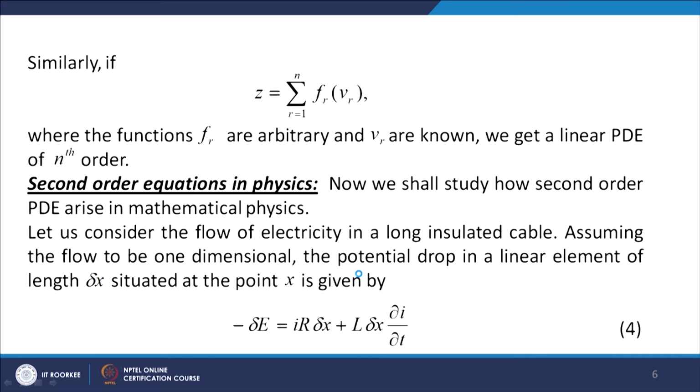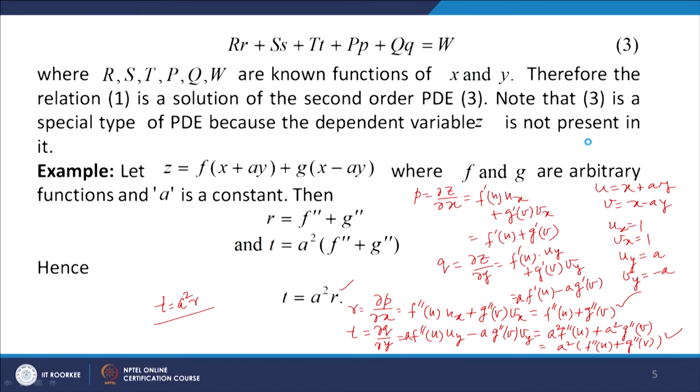Now similarly, if we have an equation which involves n arbitrary functions, z equal to the sum over r equal to 1 to n of f r of b r, where f r is a function of b r for r equal to 1 to n, where the functions f r are arbitrary and b r are known functions, then we get a linear partial differential equation of nth order. We can follow the same procedure as we have done for the equation z equal to f of x plus ay plus g of x minus ay, where we have two arbitrary functions f and g, and they are functions of x plus ay and x minus ay.